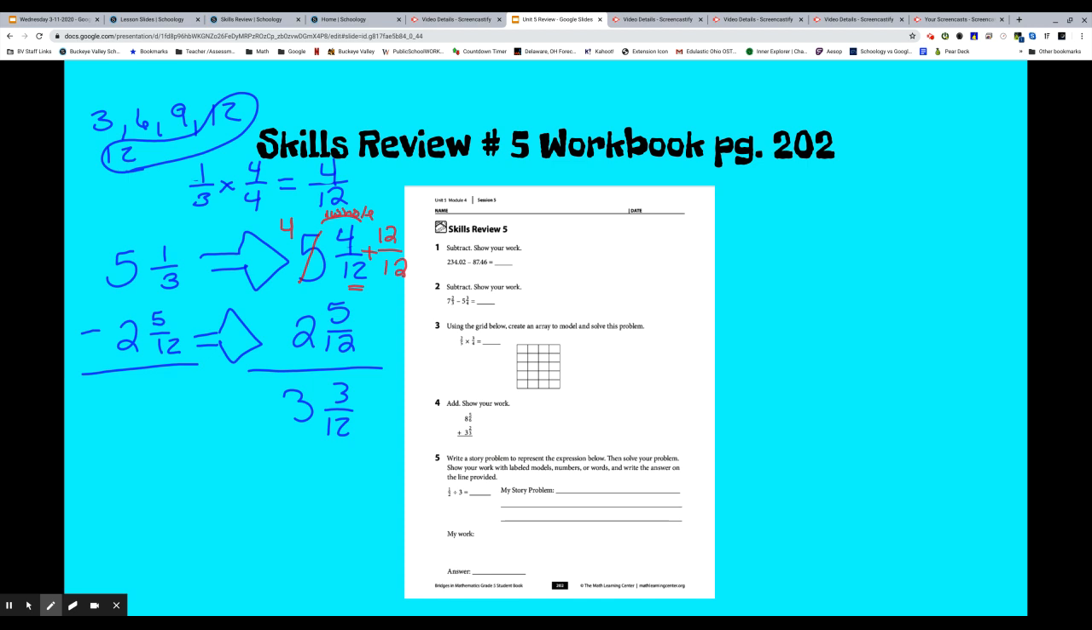I'm going to draw an arrow and come over here. 4 and 16/12. And I am going to subtract, sorry, 2 and 5/12. Now I can do that, and 16 minus 5 is 11. 12 stays the denominator, and now it's 4 minus 2, which is 2. So my final difference is going to be 2 and 11/12. Okay.